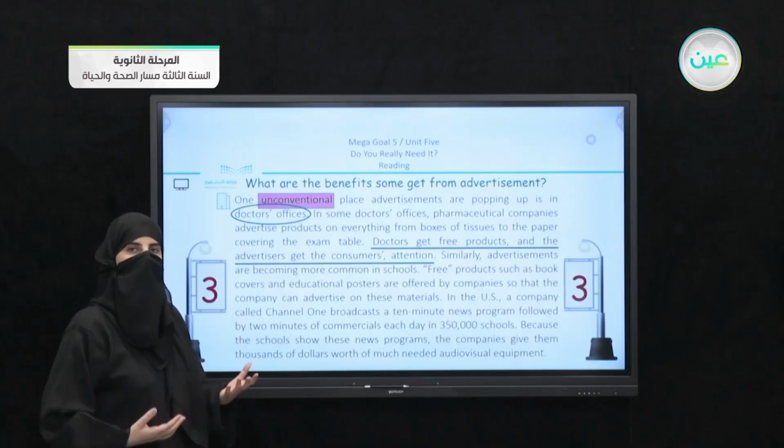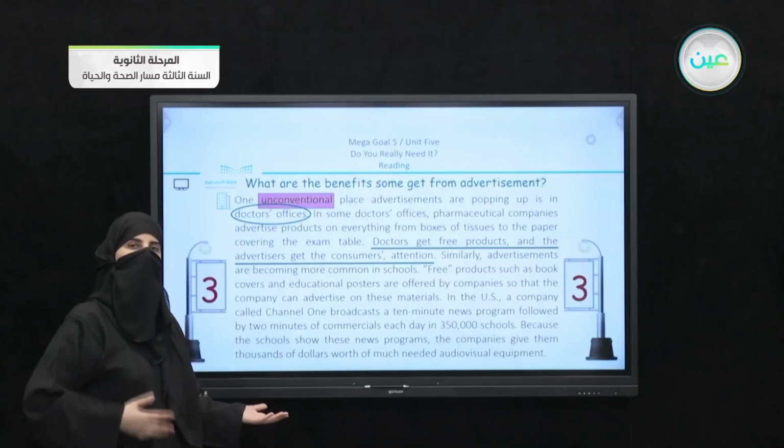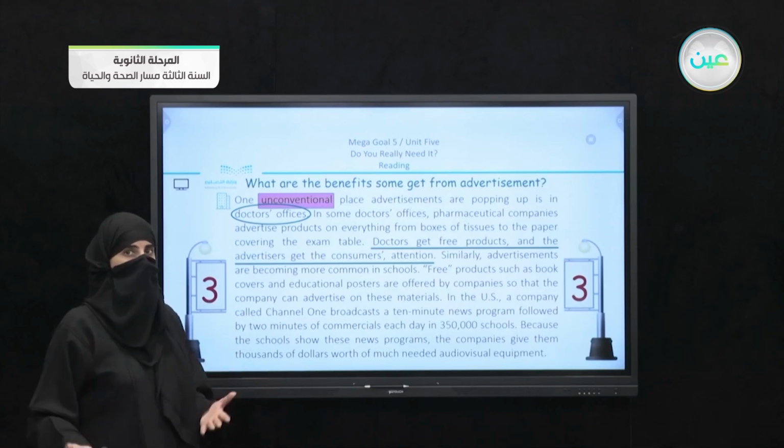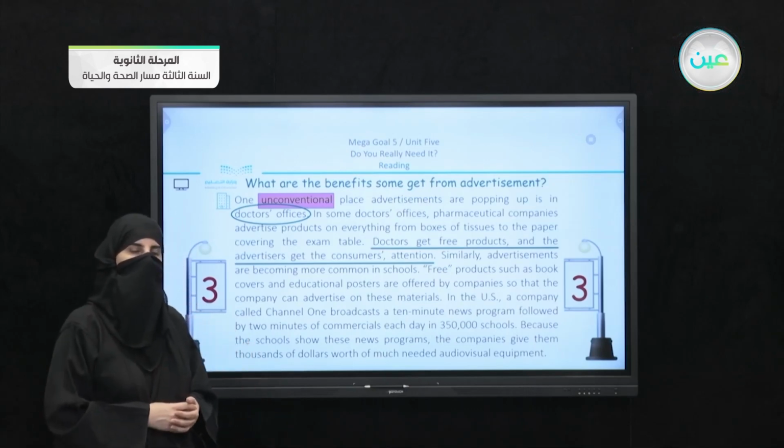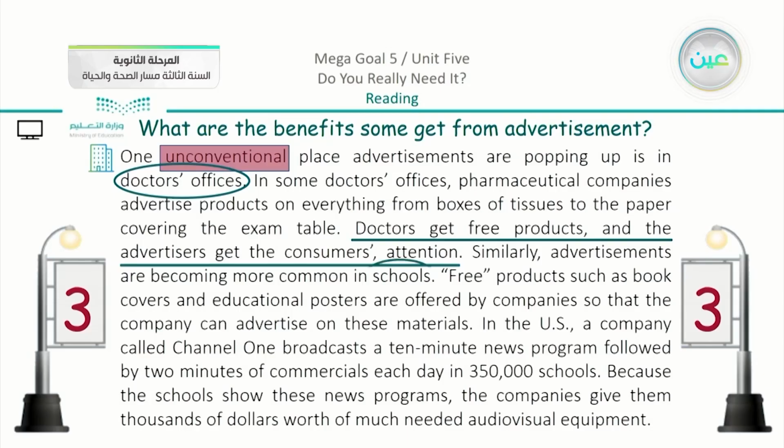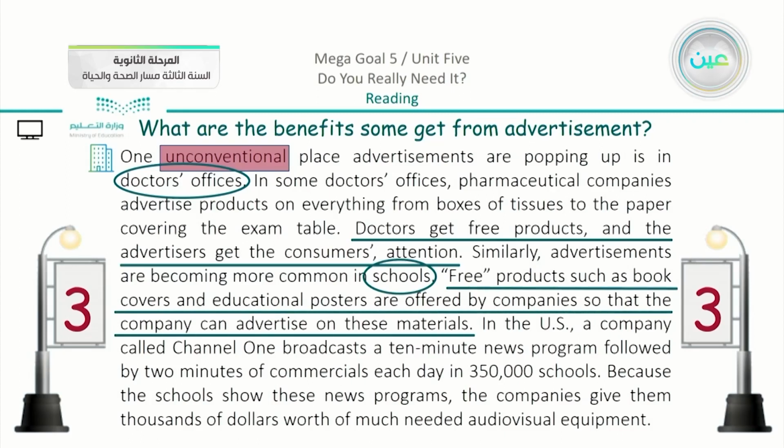Everyone gets a benefit. The doctor gets free products and the advertiser gets the attention of the consumer. There is also another example you can see here in schools. Now we can see here free products such as book covers and educational posters are offered by companies so that the company can advertise on these materials.